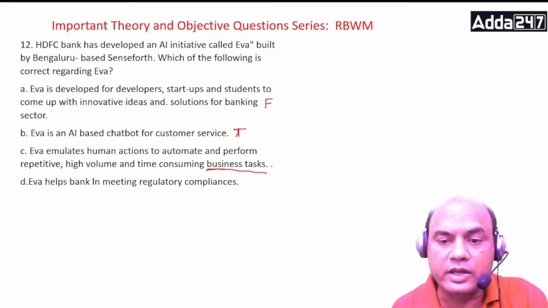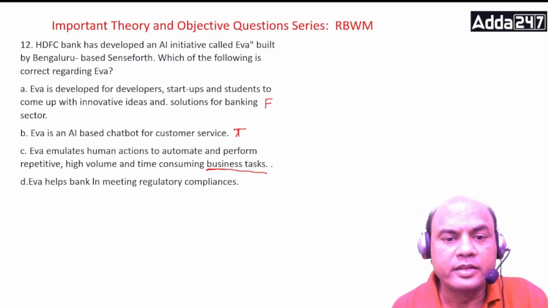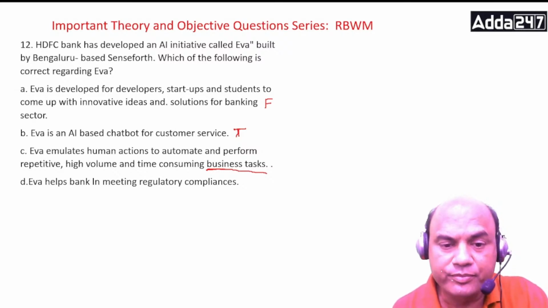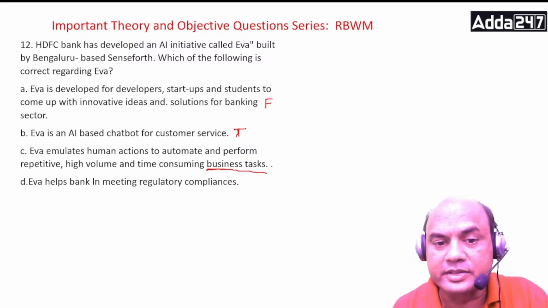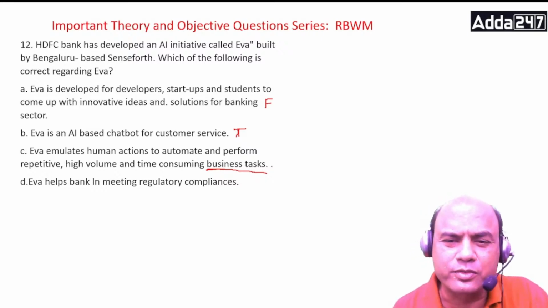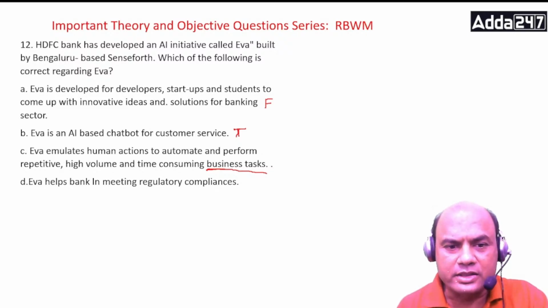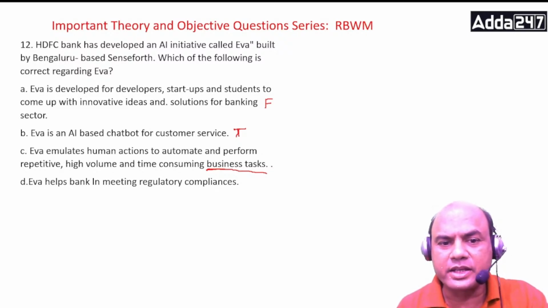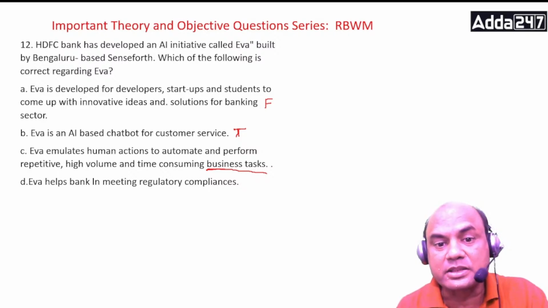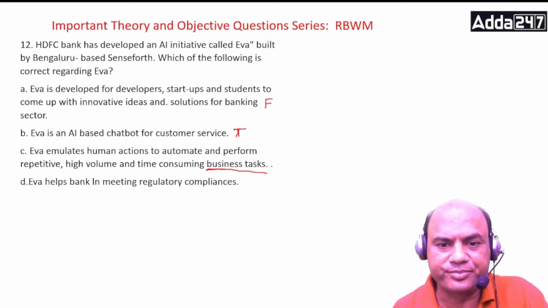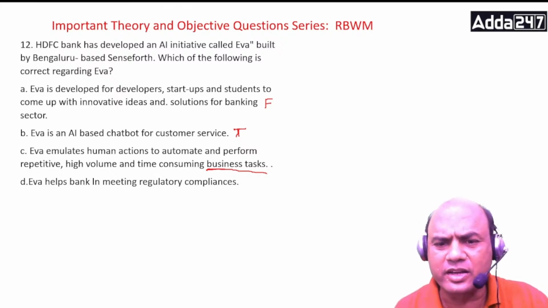Also, this regulatory compliance part is also false, because banks are now having separate software for the same. All the banks are having separate software now. So the correct answer over here is only this: EVA is an AI based chatbot for customer service. All this repetitive work is done by this EVA.